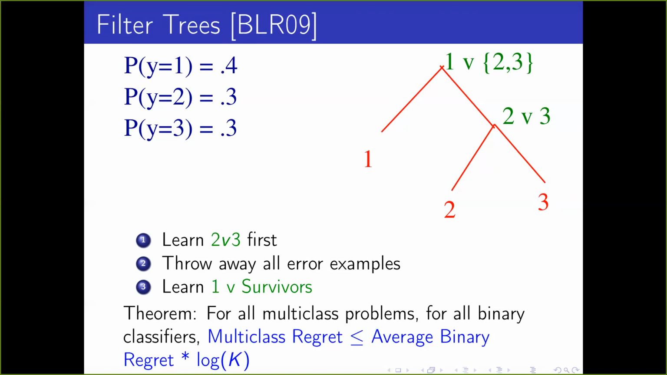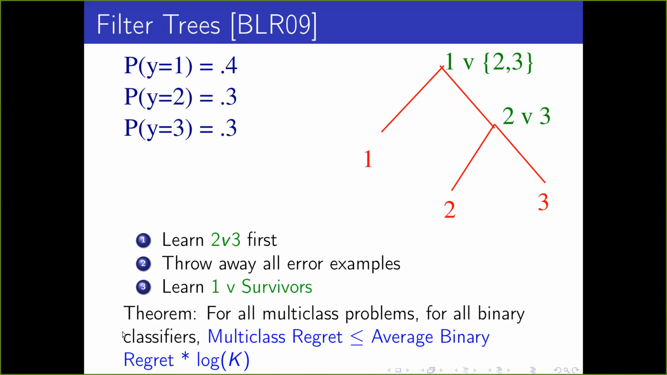So the hierarchy is a binary tree? It could be. I'm doing it for binary here for simplicity, but the general principle applies to multi-way hierarchies as well. And the tree is given to us, so we know what the leaves are. Yeah.